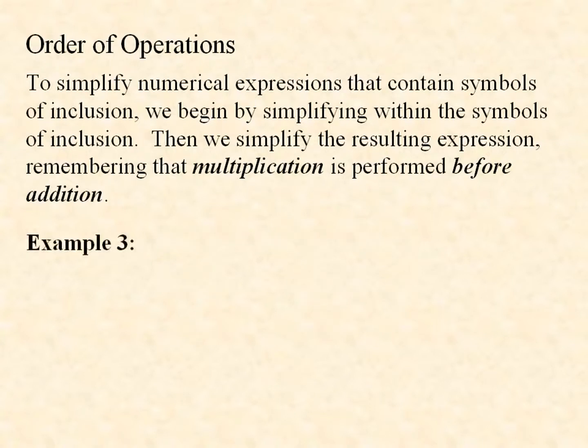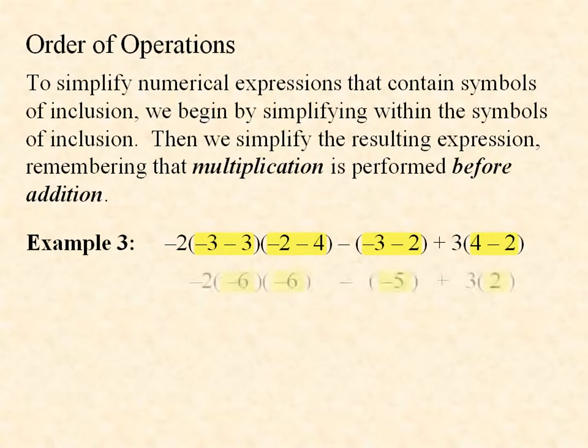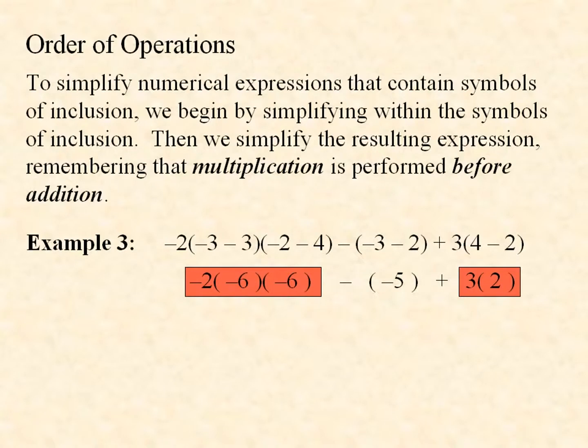Here's a rather complicated example. -2 parentheses -3 minus 3 parentheses -2 minus 4 minus parentheses -3 minus 2 plus 3 parentheses 4 minus 2. Well, we simplify within the parentheses first. So we have -2 times -6 times -6 minus -5 plus 3 times 2. Then we work on the multiplication parts of this problem. See, -2 times -6 times -6 is -72, 3 negatives there, and 3 times 2 is +6. So we worked those out. And then we finish the problem and get -61.